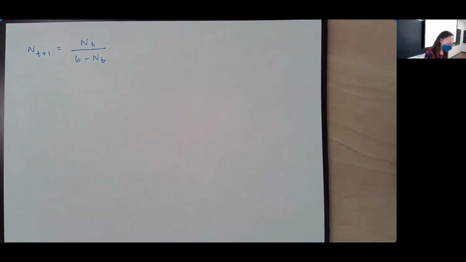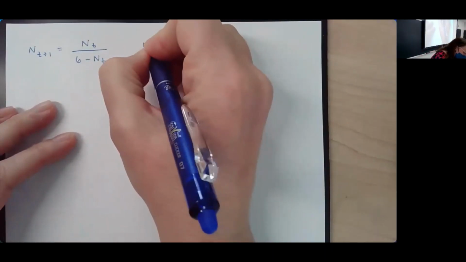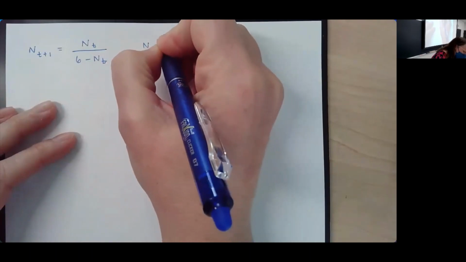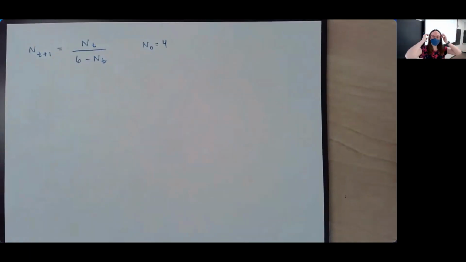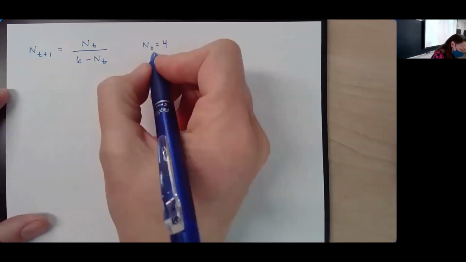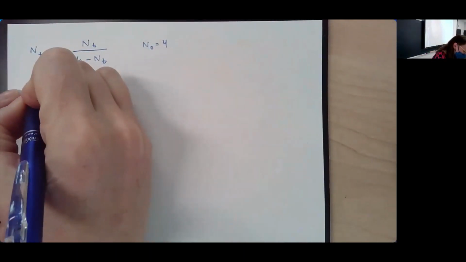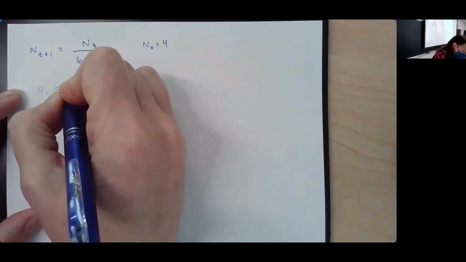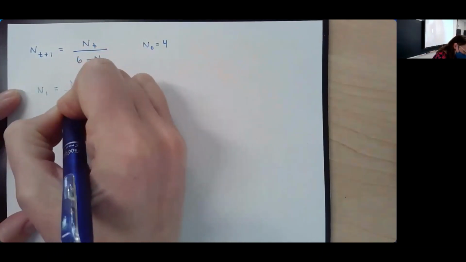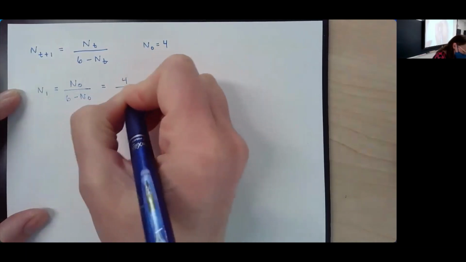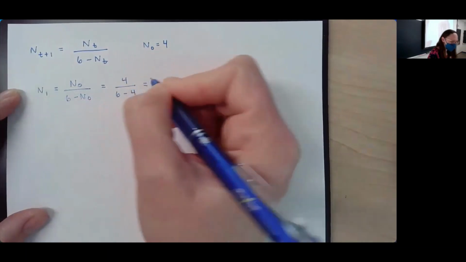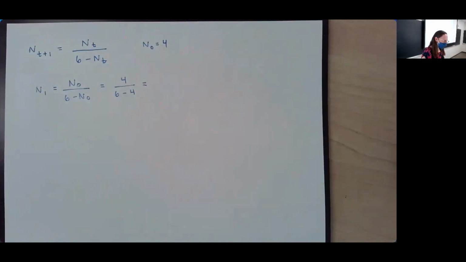So in this case, if I told us that our initial population here was 4, I want to just go ahead and run this sequence into the future a little bit to see what happens. So if n of 0 is 4, then n of 1 would look like n of 0 over 6 minus n of 0, or 4 over 6 minus 4. I tried to make our numbers nice. What do I get?